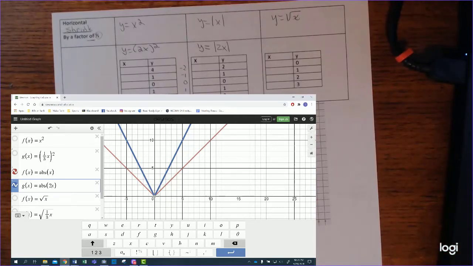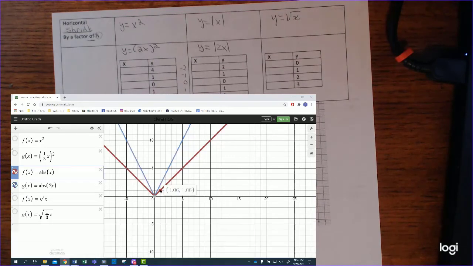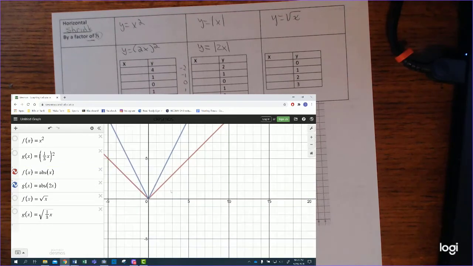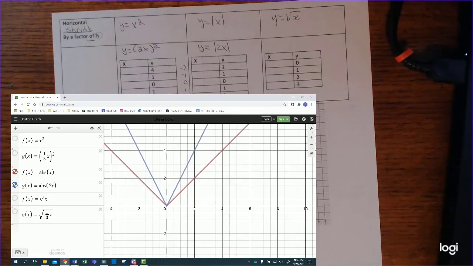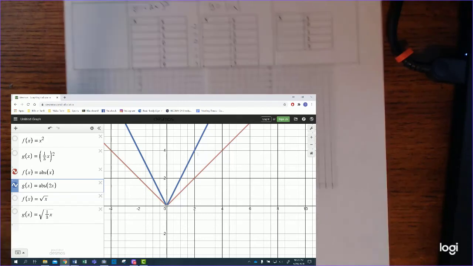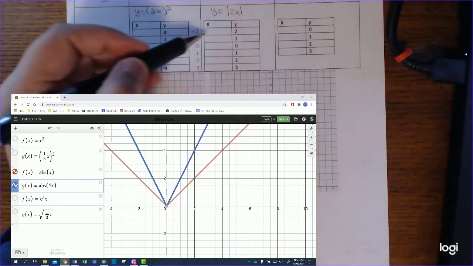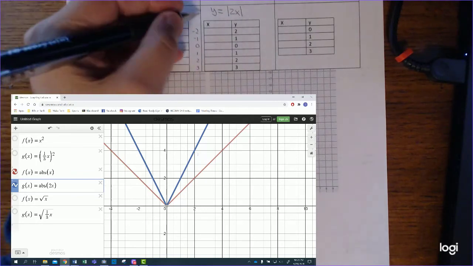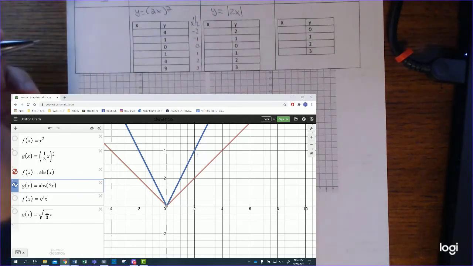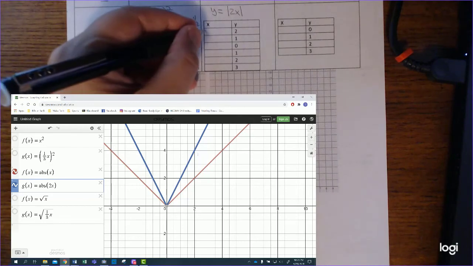Now take a look at your x values. 1, 1. It's kind of hard to see. We're talking horizontally. So 1, 1 is now 1/2, 1. 2, 2 is now 1, 2. 4, 4 is now 2, 4. So what's happening is these x values are being multiplied by the reciprocal of 2, which is 1/2.